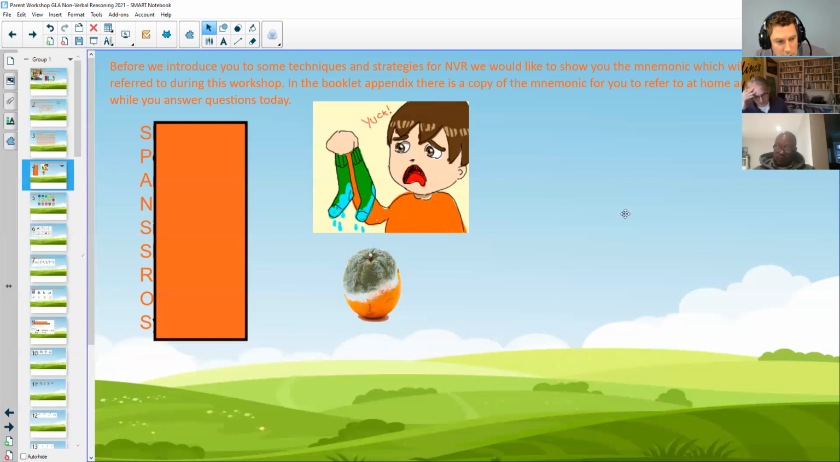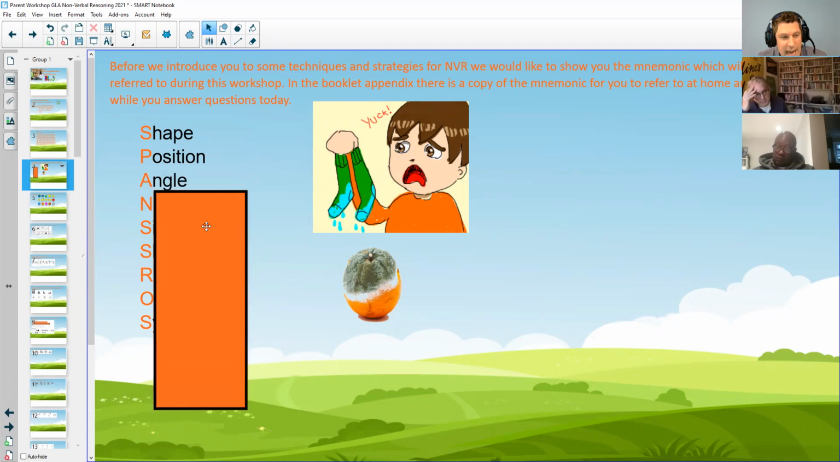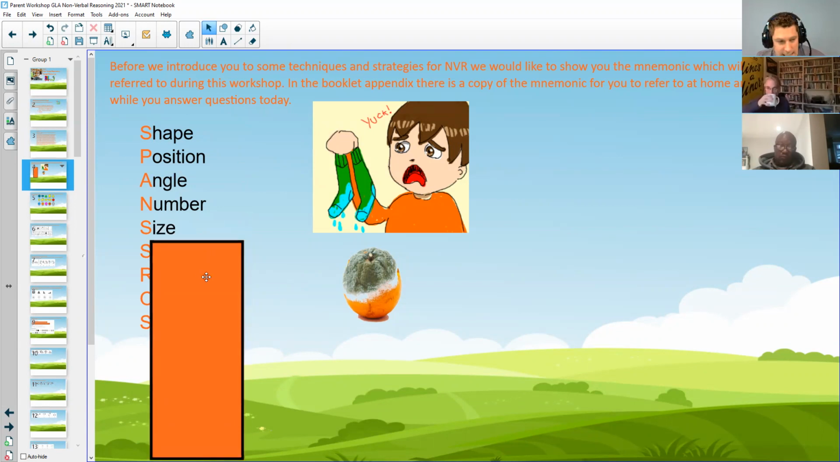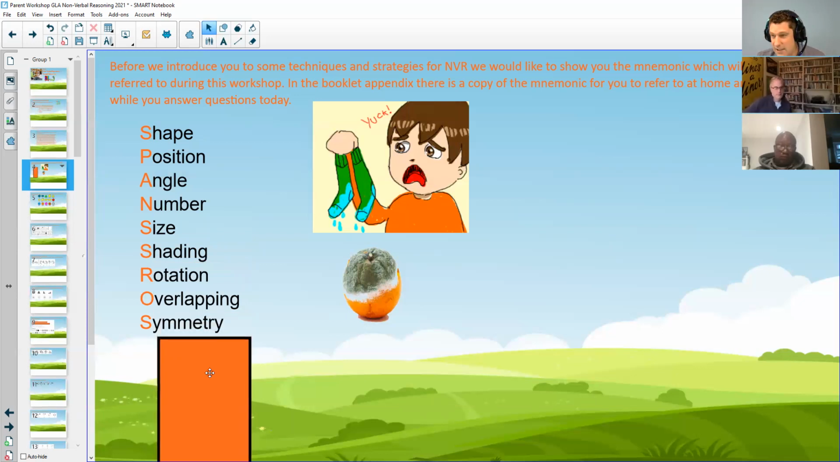So this mnemonic, let's have a look at it from the start. We've got S, that stands for shape. And we'll look at these more individually as we go along. P stands for position, the position of the shape. Angle, and this is maybe a less common variable that children need to look for. Number, and I often talk to children about not forgetting to count things up, whether that be the number of shapes, the number of sides, the number of corners. That's really important. Size, shading, rotation, overlapping, and symmetry.